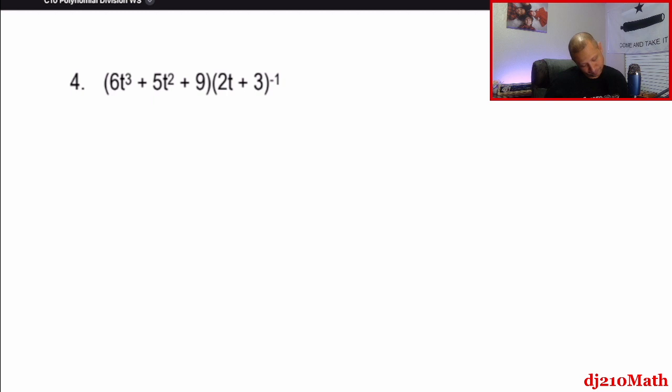Synthetic division. Okay, what's this going to be? So the negative exponent, all this is saying is that we're going to have a fraction and then 2t plus 3 in the bottom, right? Because of that negative exponent. So all this is going to go away.